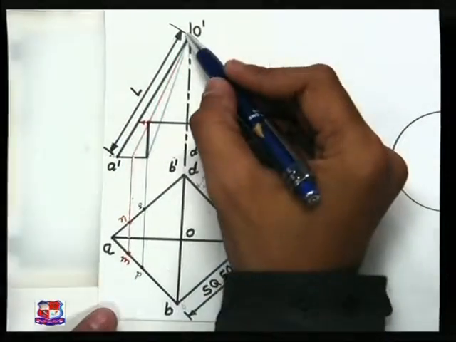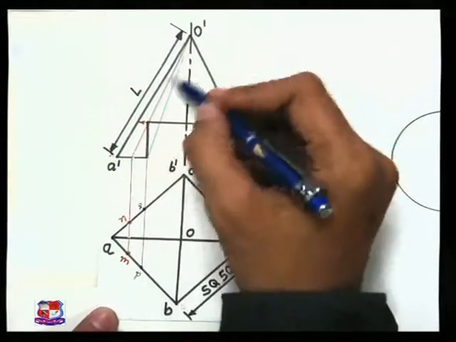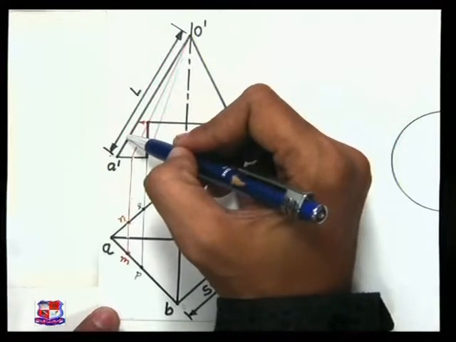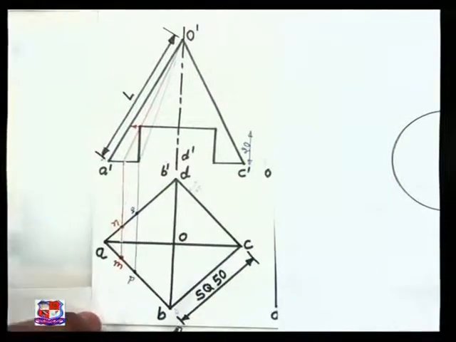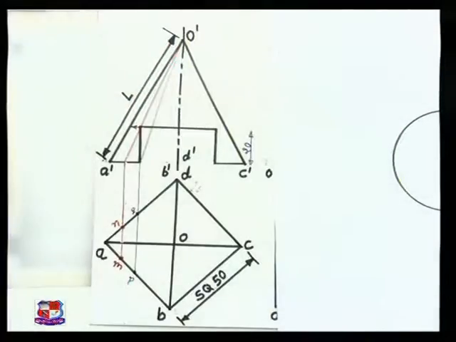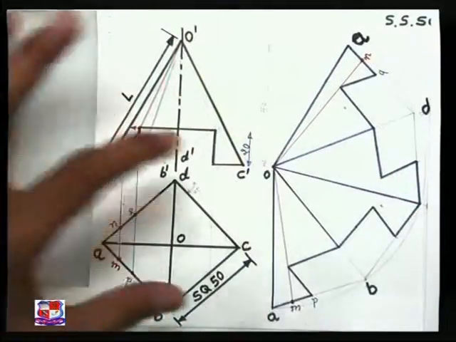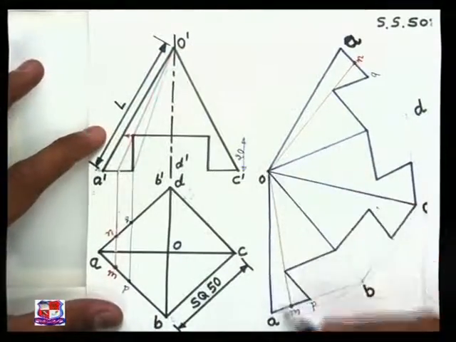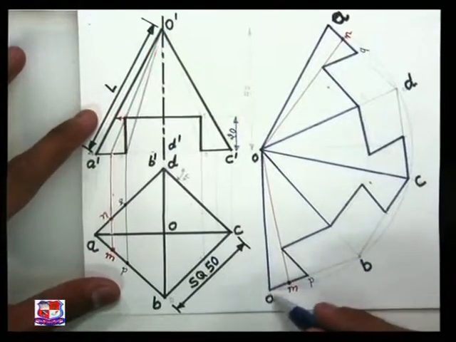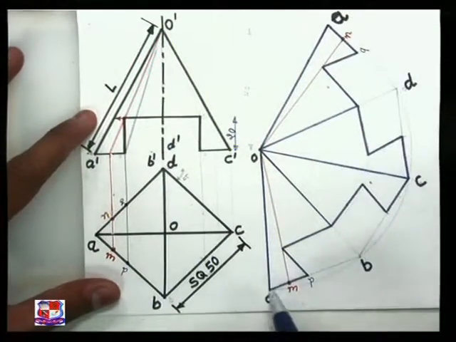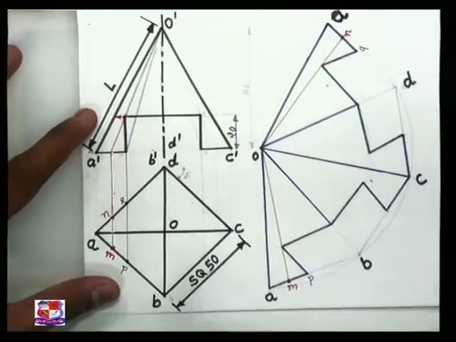So measure this distance O dash to A dash. This is the length of the slant edge, or true length of the triangle. Take this distance as a radius, with O as the center, and draw an arc like this. Mark A, B, C, D and back to A.